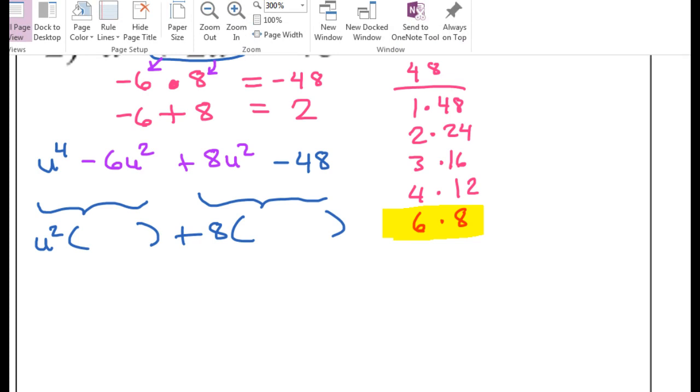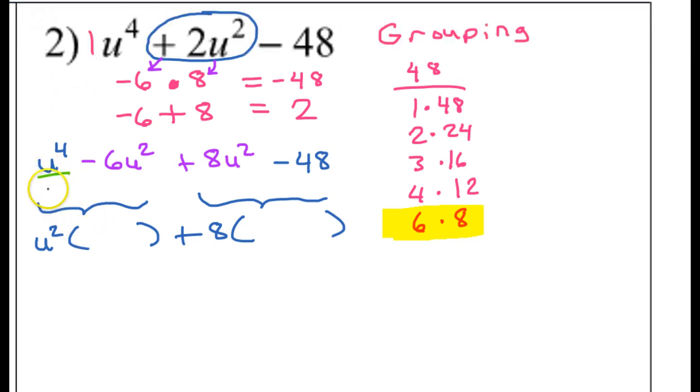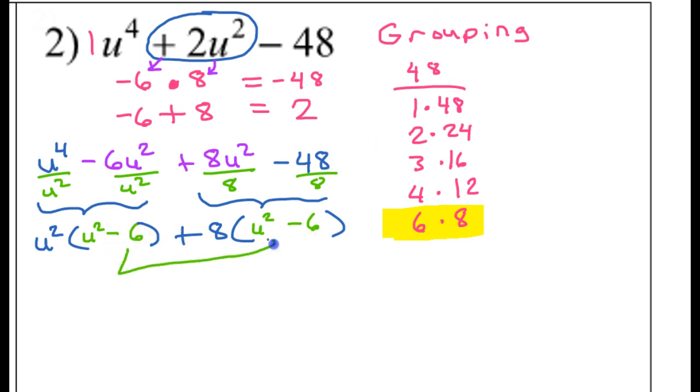Now, once I have the GCF, I divide by it. So I will divide these two by u squared, and I will divide these two by 8. So that means inside the parentheses, I will have u squared minus 6. And over here, I will have u squared minus 6. Notice that the parentheses are exactly the same. That should always happen when you're doing the grouping method. Because these are the same, that means the parentheses are a common factor. And whenever we have a common factor, we simply put it out to the front.